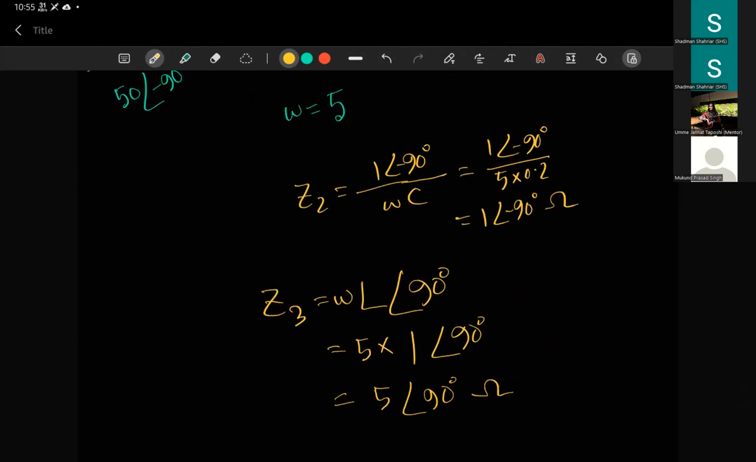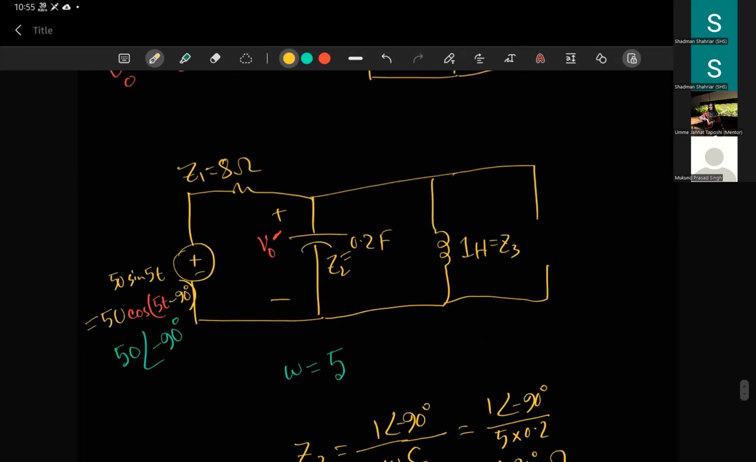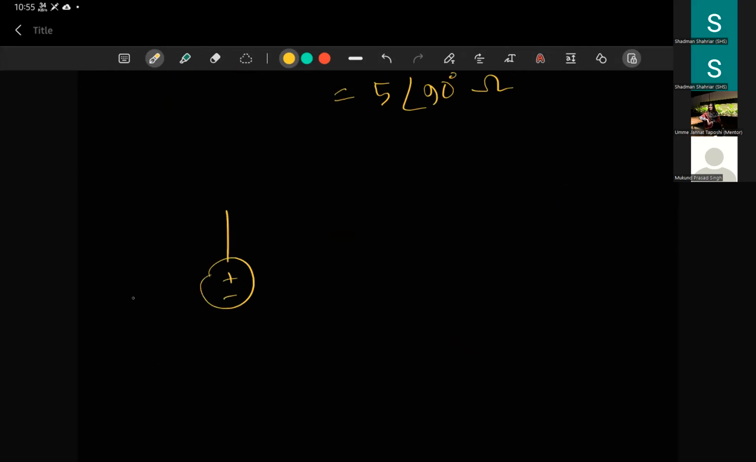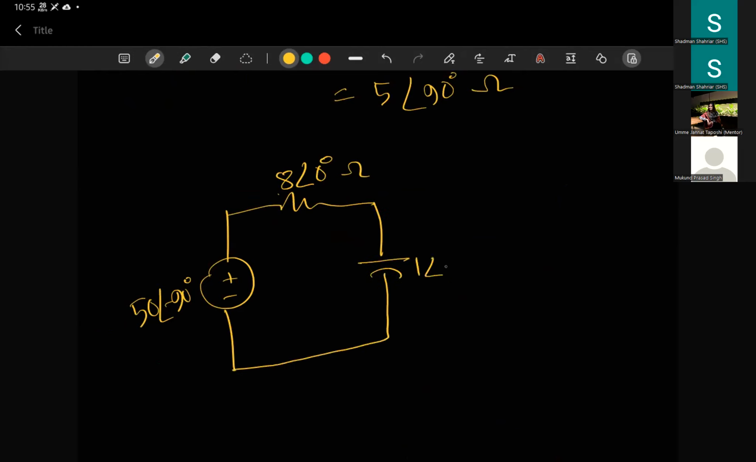Okay. So I'm going to redraw this circuit just to make it easier to visualize using our complex circuits. So this is the source, 50 angle minus 90 degree. We had a resistor here, which is 8 angle 0 degree ohms. You can write it like that. We had a capacitor here, which is 1 angle minus 90 degree here. We had an inductor here, which is 5 angle 90 degree here. Okay.